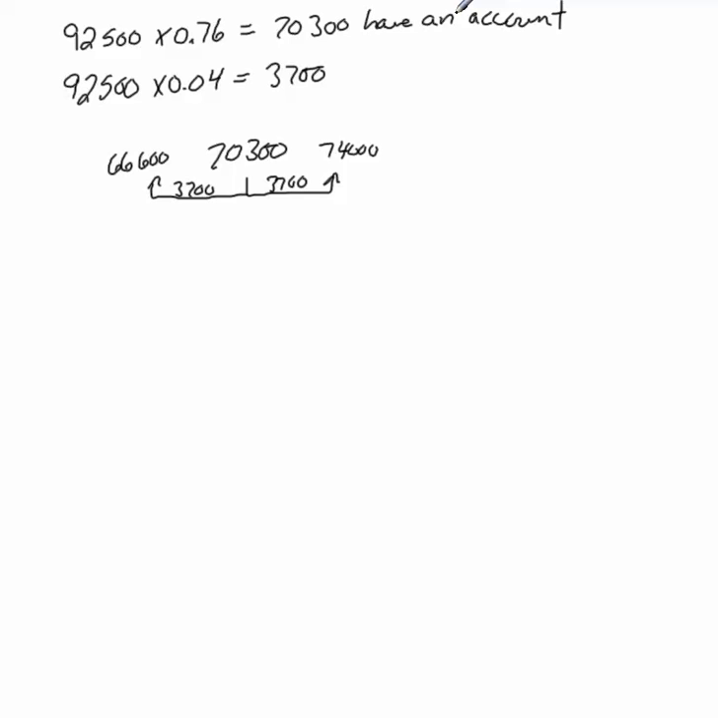So based on their percent error, the results could be so low as 66,600 people who have an account, or they could be so high as 74,000 people have an account. But if they were absolutely dead on correct, 70,300 people have an account. But they can't guarantee that. The confidence interval is that they are 95% confident that their results are correct with a 4% margin of error.